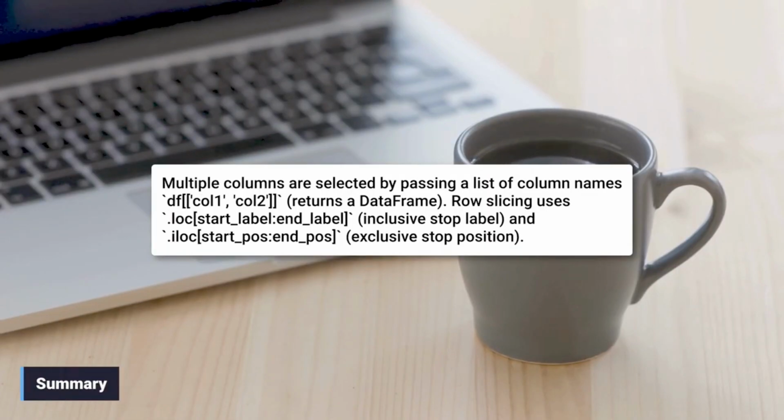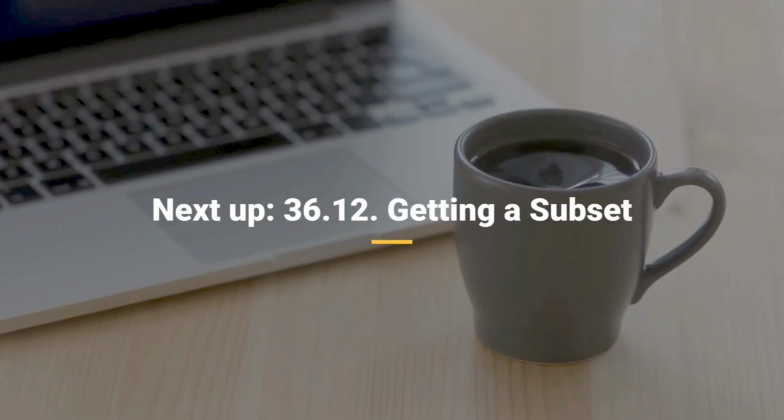To summarize, mastering the inclusive nature of .loc slicing and the exclusive nature of .iloc slicing is crucial. Our next lecture, 36.12, Getting a Subset. See you there.